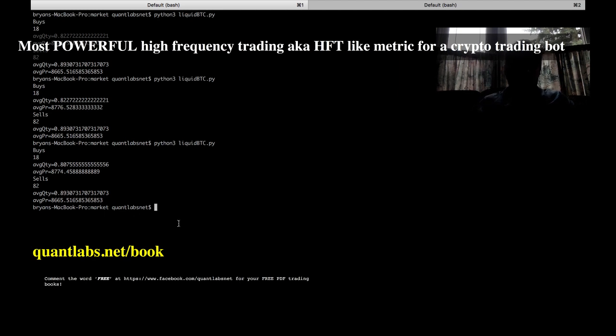So I'm going to test this, and I just want to show you that this is a really, really important metric to be able to capture what is being actually traded on the exchange in real, not spoofed or fake out, whatever you want to call it.